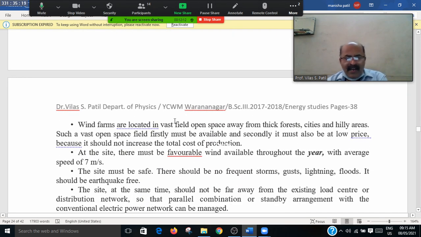Wind farms are located in vast open fields, away from thick forest, cities, and hilly areas. Such a vast open place must firstly be available, and secondly it must be at low price because it should not increase the total cost of the production.